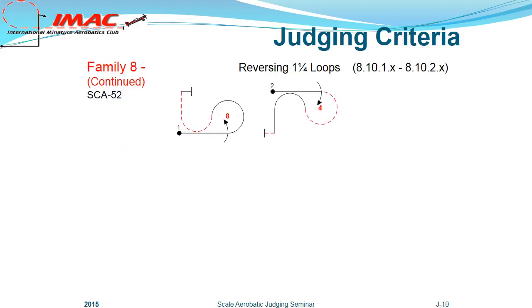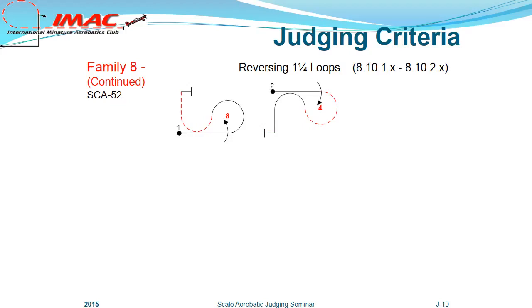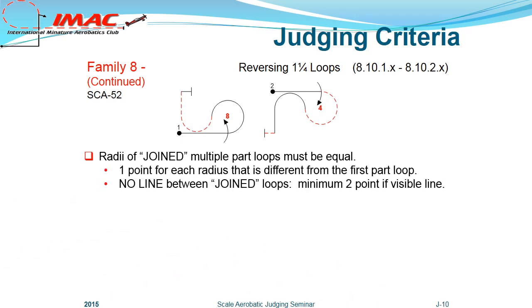The final group of figures is the 1 1/4 reversing loops. This group contains 3 loops, one each of a 3/4, 1/2, and 1/4 loop, and 1 vertical line. The 3/4 and 1/2 partial loops are joined, requiring the pilot to begin the 1/2 loop immediately after completing the 3/4 loop. Should there be a line drawn between the joined loops, a minimum 2-point deduction is applied. The pilot must also make the radii of the loops the same. If they are not, the score is reduced by 1 point.